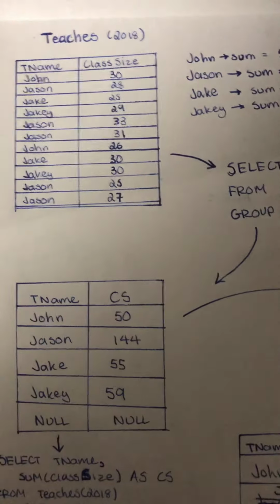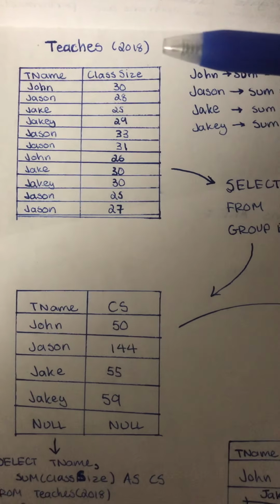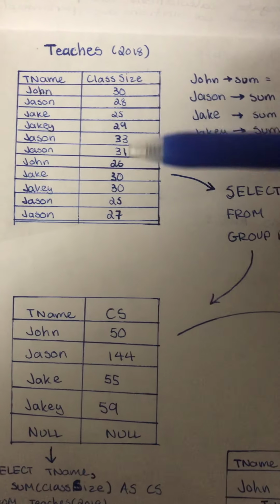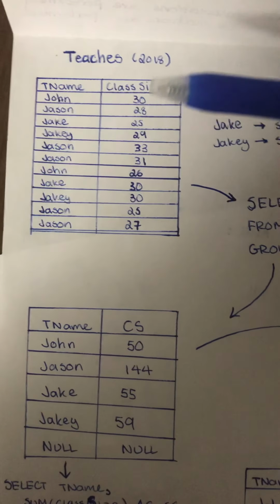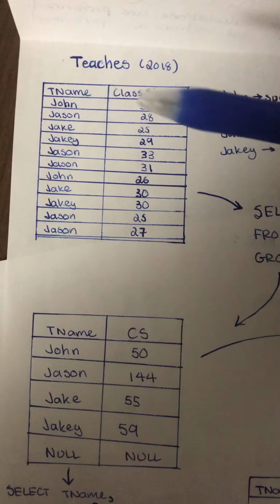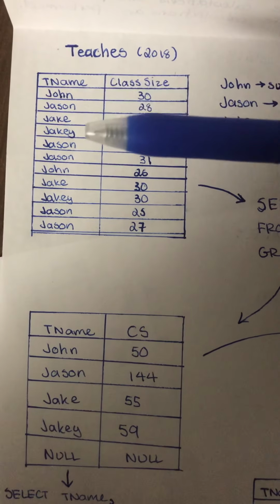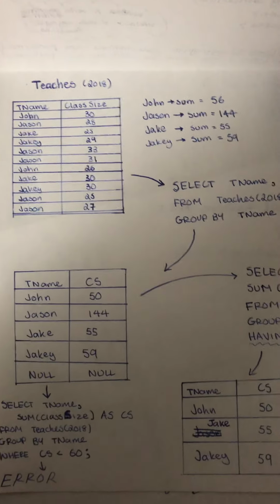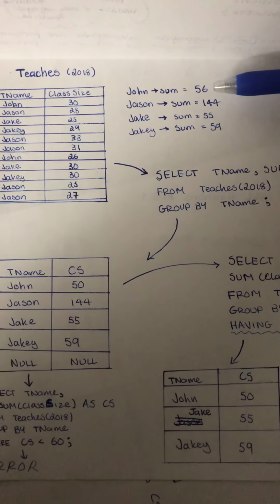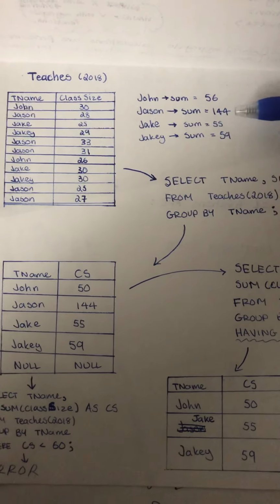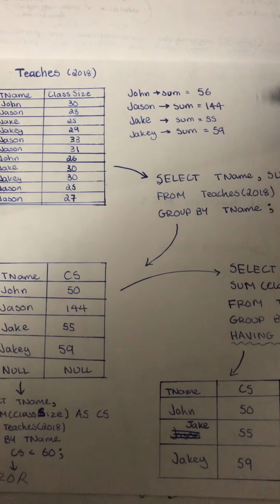Let's look at an example. So today we're going to look at Teaches 2018, which is the table name, and then these are the teacher names and the individual class sizes for that year. So John teaches 2 classes right here and right here. Jason teaches quite a bit, actually 5 classes. And as you can see, because John only teaches 2 classes, he only teaches 56 students in total, and Jason teaches 144. Jake and Jakey, there you go.